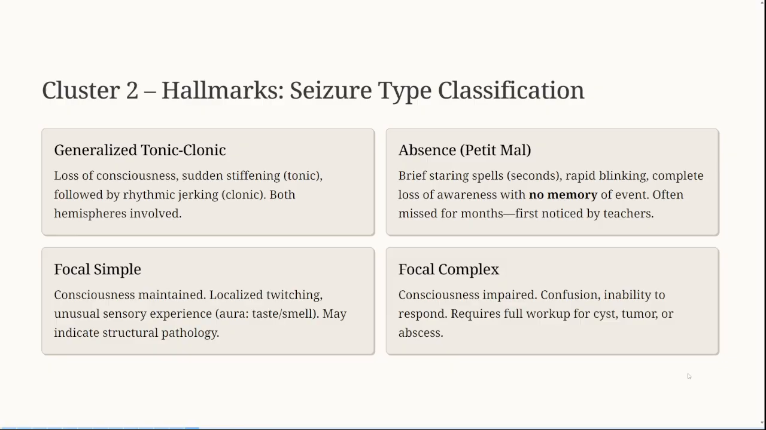Then you have the focal or partial seizures, which are confined to one area of the brain. Exactly. And these can be simple, meaning consciousness is maintained. So you'll see isolated symptoms like localized twitching or maybe a strange sensory experience, like an unusual taste or smell. That's often called an aura. Or they can be complex. Right. Complex is where consciousness is impaired. The person is left confused, dazed, or just unable to respond.